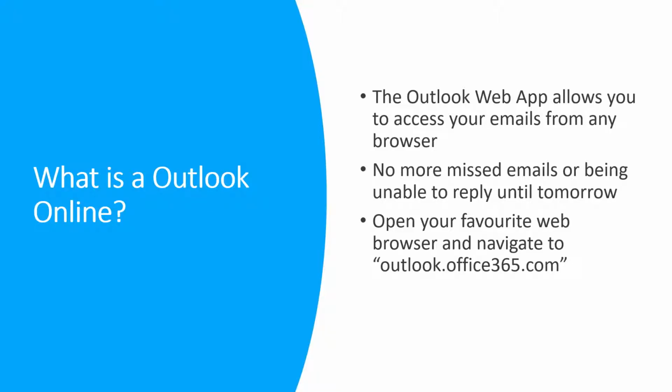Today we will be discussing and demonstrating accessing your company email via the Outlook web app. The Outlook web app allows you to access your emails from any browser on any PC at any time you have internet. Having the ability to log into your company emails online allows you to keep up to date and in the loop anywhere you have an internet connection. No more missed emails or being unable to reply until tomorrow. Those days are past. Let's get started.